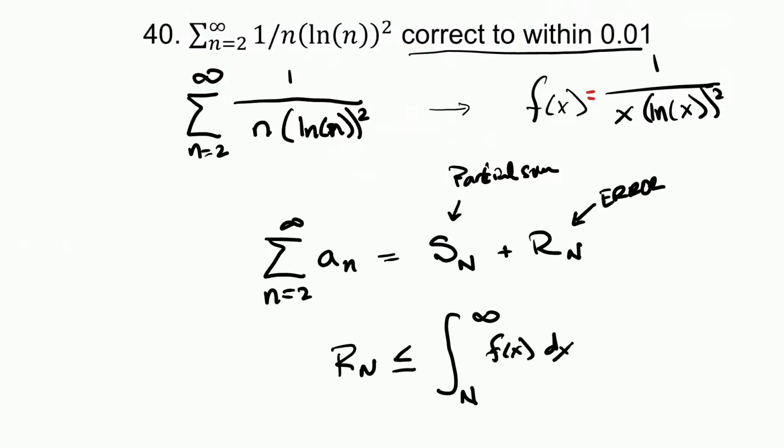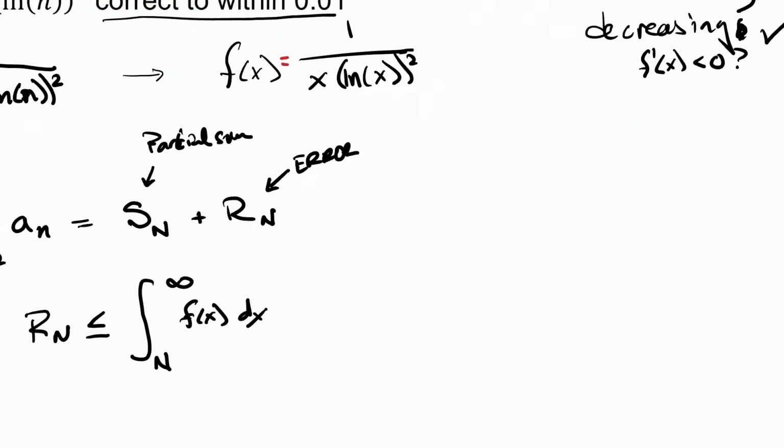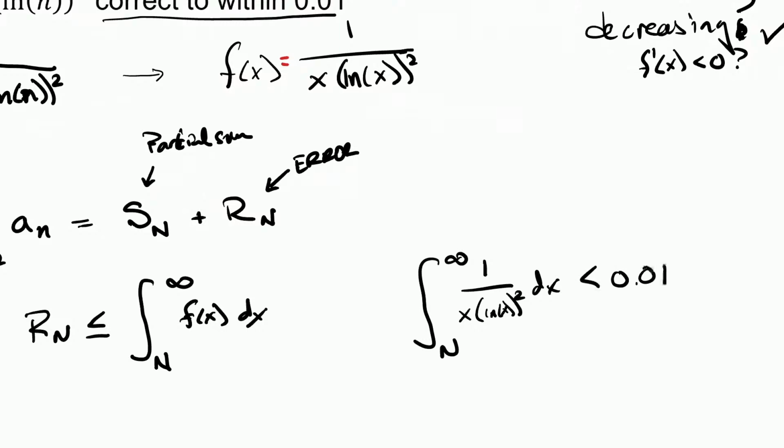So the way to think about this, if we're trying to be correct within 0.01, then we want this integral to be less than or equal to 0.01. And so here's how this is going to look. I'm going to have this integral up here: the integral from N to infinity of 1 over x times natural log of x, squared, dx better be less than 0.01. And so I'm going to solve for capital N. That's the job that you have, if you hadn't figured it out.